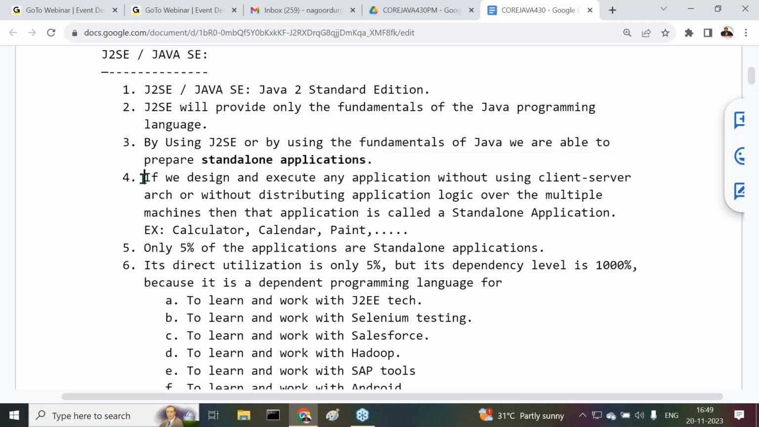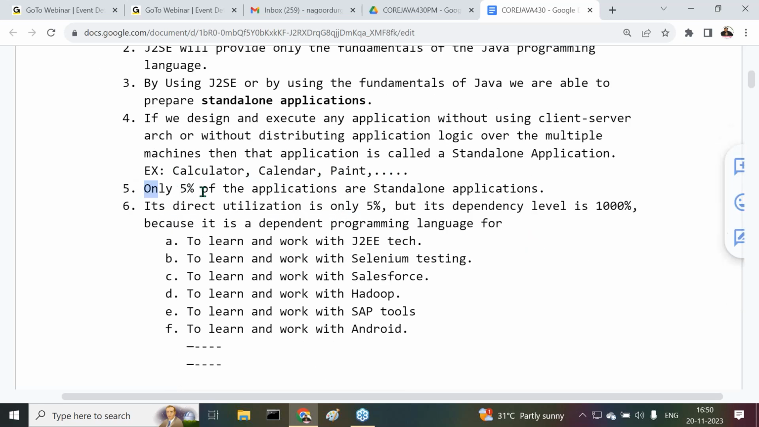If we design and execute any application without using client-server architecture or without distributing application logic over multiple machines, then that application is called what? A standalone application. Examples for standalone applications are what? Calculator, calendar, paint, and so on in our laptop. How many applications are standalone applications now? Only 5% of the applications are standalone applications.